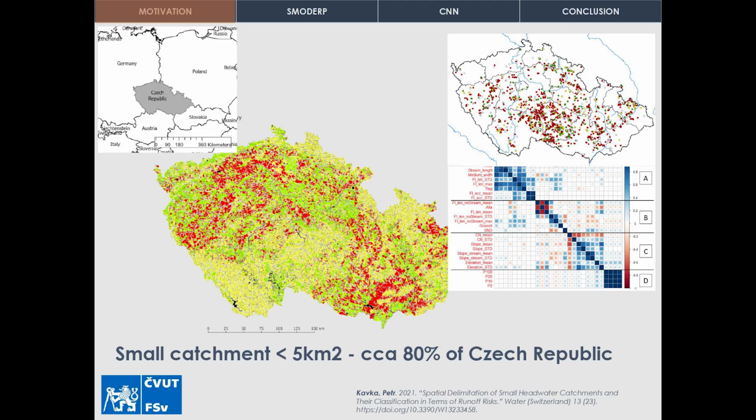It's our idea because, next slide please, we made an analysis showing that small catchments with an area of less than 5 square kilometers cover approximately 80% of the Czech Republic, and the processes in these small catchments are in many parts, or the main part, of the Czech Republic. The motivation is that if we know how water and water management work in small catchments, we can make erosion control measures at this scale.